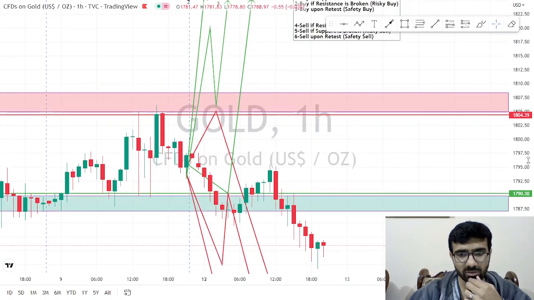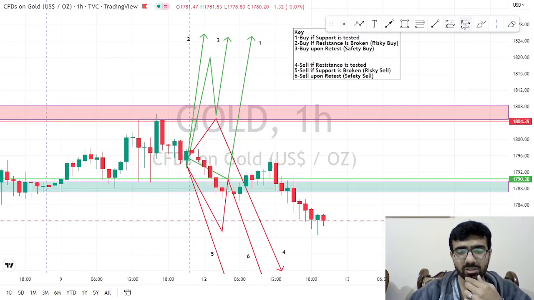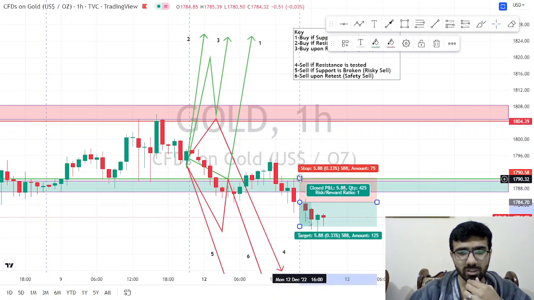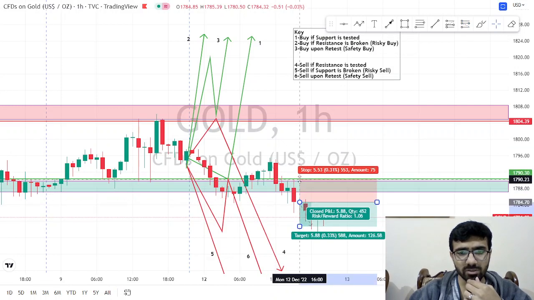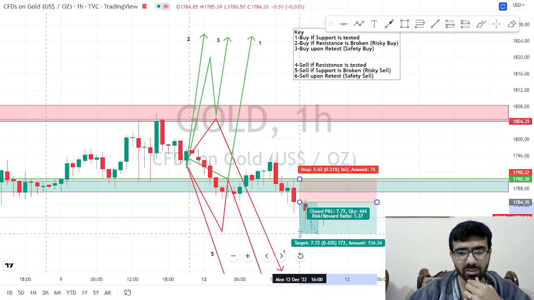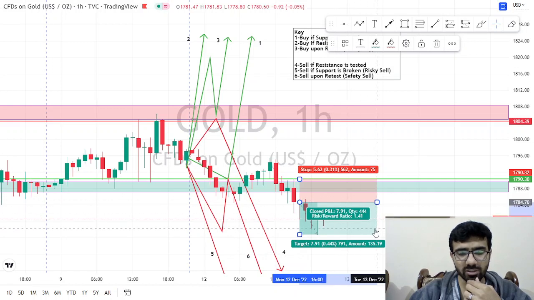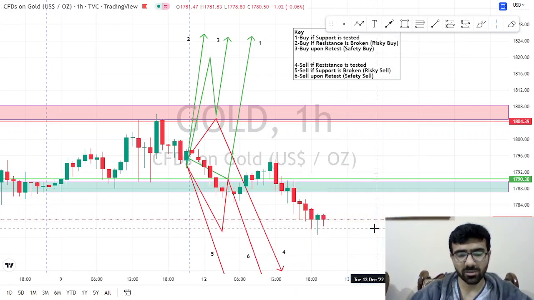Okay, and then afterwards the market started to go down further, and once the market closed below our area of support, we could take a short position from there. If we take a short position from here, our stop loss will be just above this candle and our take profit will be approximately 1.4% till now, and this trade would still be running in some profit.